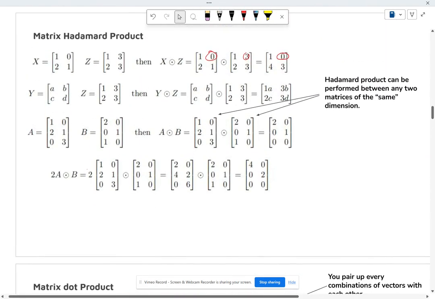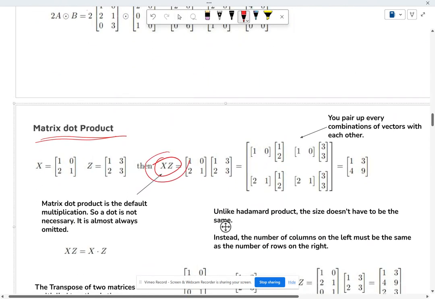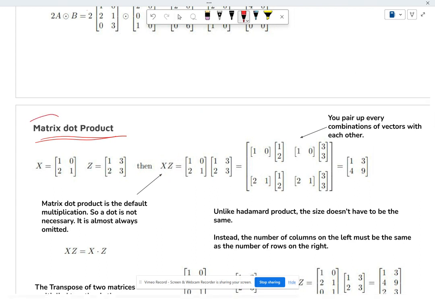If you have the Hadamard product, you need this symbol. But you don't need the dot here. You just put them next to each other and you know. The way we do matrix dot product is this way. You take this column and this row, and then you do dot product here, just like the dot product we learned from the last class.